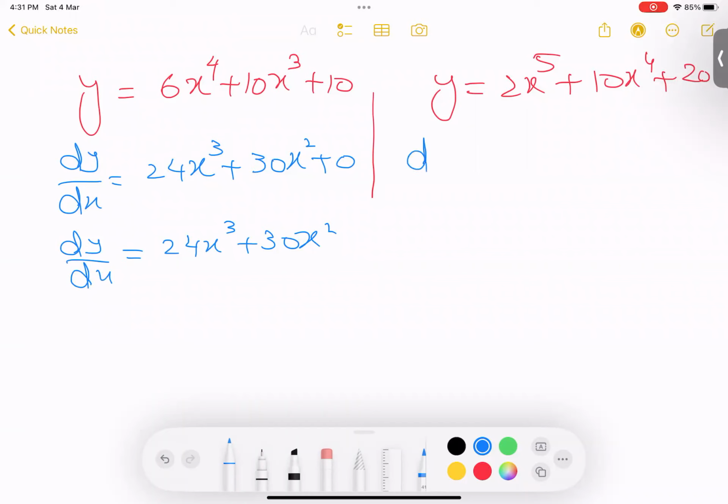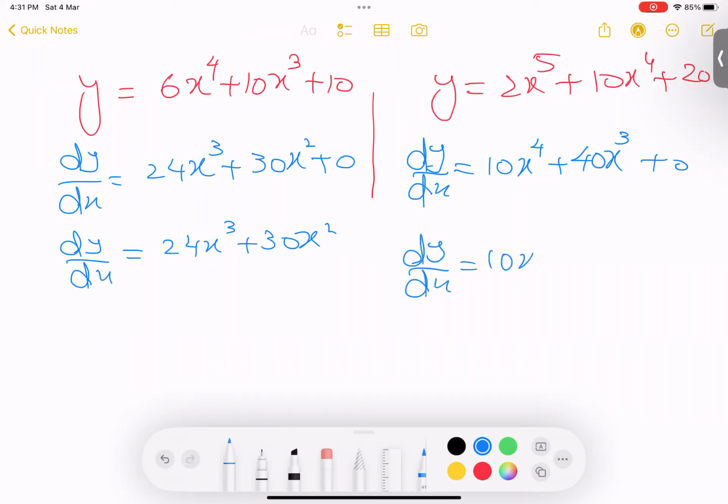Next question, dy over dx: on the right hand side, what happens? This 5 will come down, 5 twos are 10, and the power becomes 1 less, which is 4. And this 4 comes down, 4 tens are 40, and the power becomes 3. And this is a constant, its derivative is confirmed 0. So the final form I'm writing here is 10x to the power 4 plus 40x to the power 3. And Alhamdulillah Rabbil Alameen, I believe all points are very, very clear.